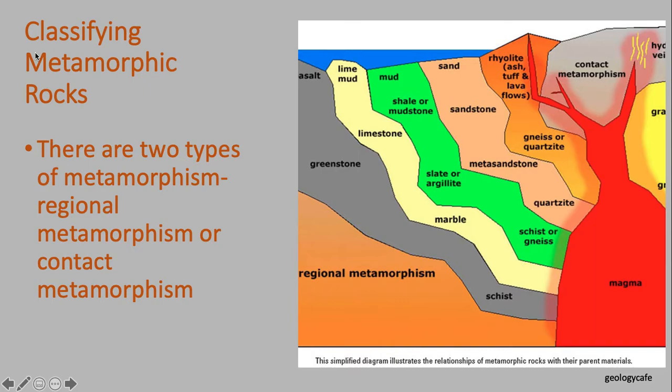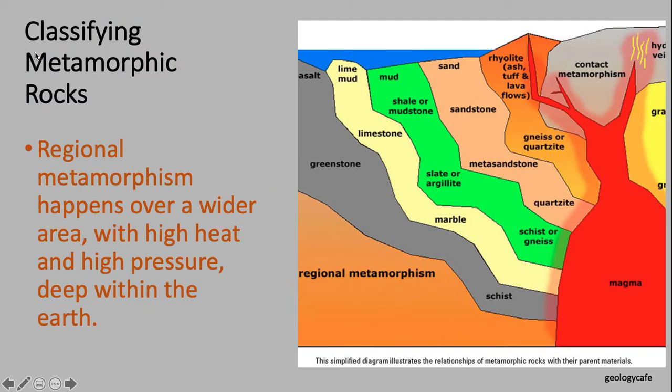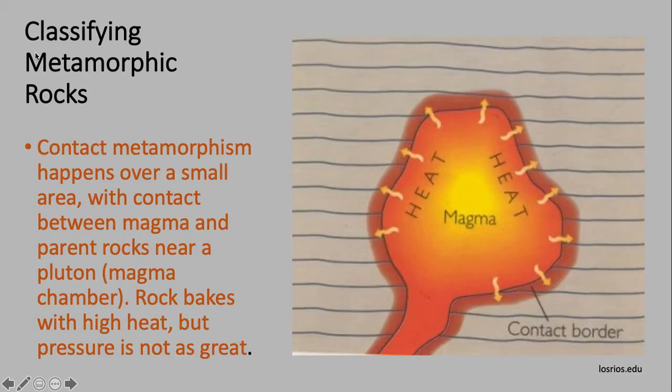When we're talking about different kinds of metamorphic rocks, there are 2 types of metamorphism. There is regional metamorphism and contact metamorphism. Regional metamorphism happens over a wider area with high heat and high pressure and deep within the earth. Contact metamorphism happens over a small area with contact between magma and parent rocks near a pluton.